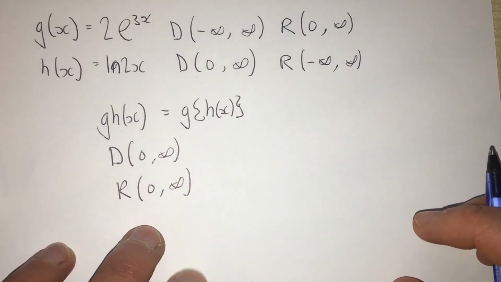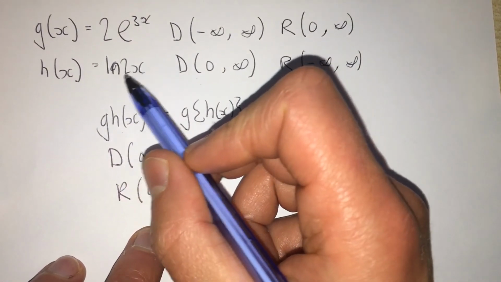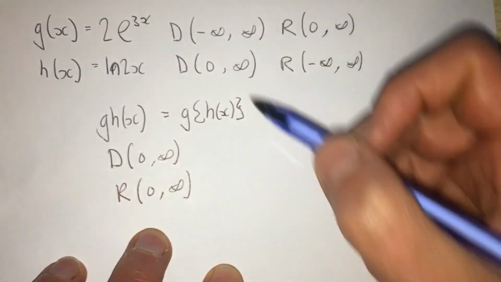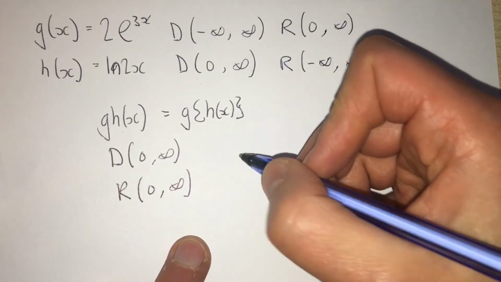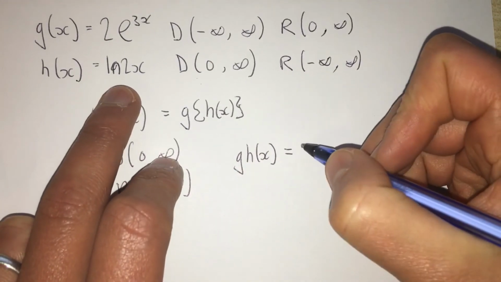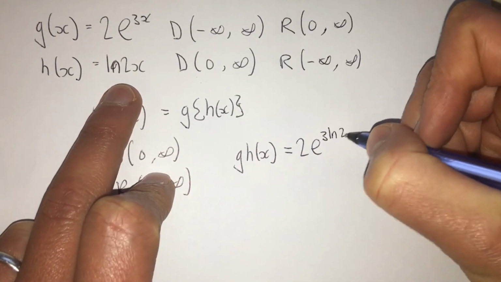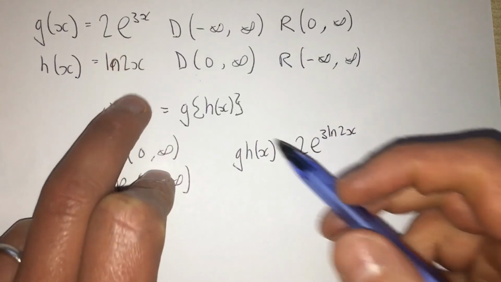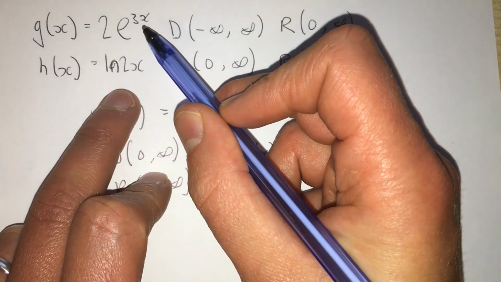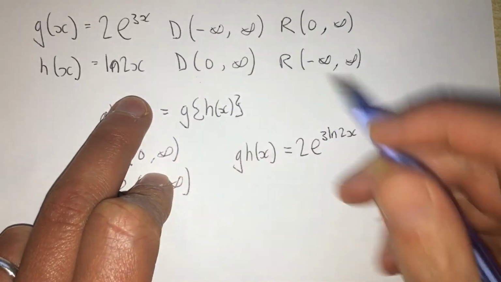But what is the function? So we're going to take h of x, which is the output bit we got here, ln of 2x, and we're going to put that as the input of g of x. So let's just do that here. gh of x equals, we've got 2e to the 3, and then we're going to put the ln 2x for x. Remember, the output, which is represented by ln 2x, becomes the input of g of x. So where we see x here, we write ln of 2x.